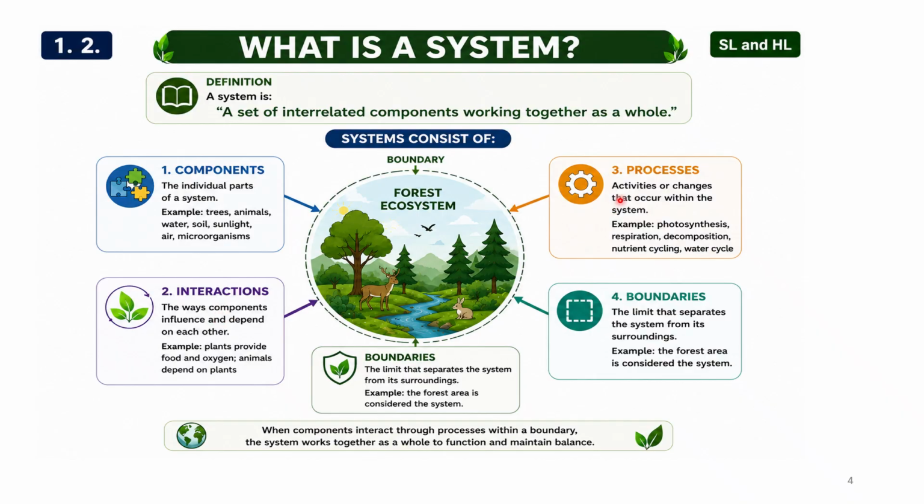Third are processes, the activities and changes that occur within the system. Examples include photosynthesis, respiration, decomposition, nutrient cycling, and the movement of water through the water cycle. Fourth are boundaries, which separate the system from its surroundings. In this example, the forest ecosystem is considered the system within a defined boundary. When components interact through processes within a boundary, the system functions as an integrated whole, maintaining balance and supporting life.